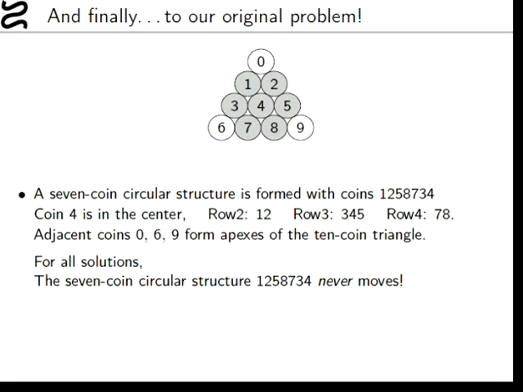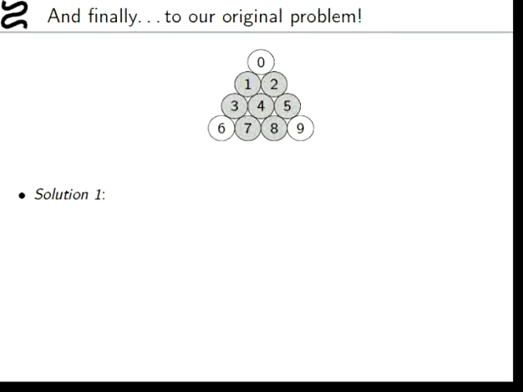For all solutions, all 7 coins in the circular structure never move. And all 3 apexes of the 10-coin triangle move. Move apex coins 6 and 9 to row 2. You now have 3 rows in place, containing 4, 3, and 2 coins respectively. Only coin 0 is out of place.